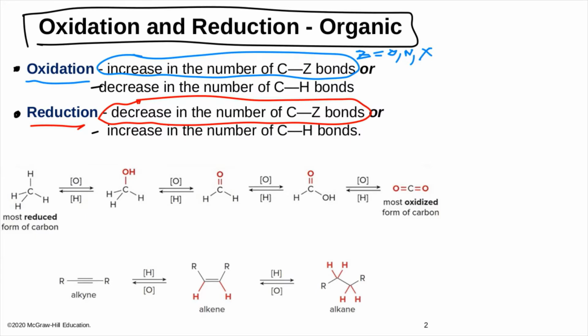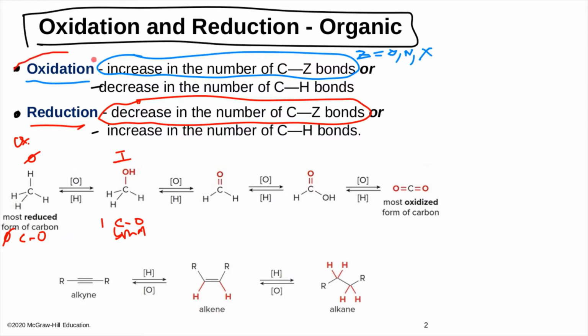If we take methane and convert it to methanol, now methanol has one C-O bond. I might say that the oxidation state of this carbon right here was 1. It doesn't have a positive 1 charge, but in organic, it's bonded to a C-Z bond once, so it has an oxidation state of 1. And so as I get higher in my oxidation state, I've done an oxidation.